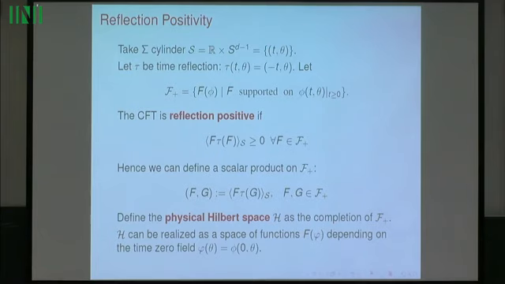If that's the case, this gives us a sesquilinear form. You can define a scalar product, and let me denote the scalar product with parentheses rather than the brackets. And then the physical Hilbert space you get just by completing this set of functionals in this scalar product, modding out zero norm states and completing.